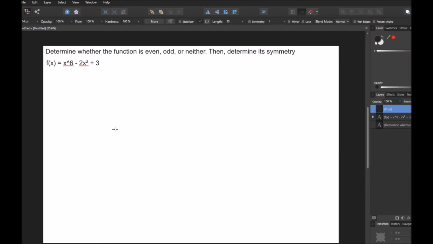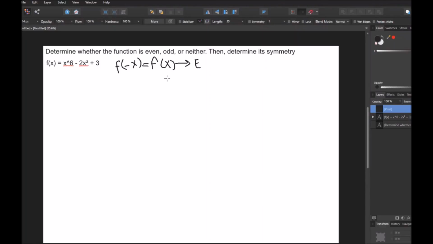Okay, so in this next question we're asked to determine whether the function is even, odd, or neither, then determine its symmetry. So the important thing to remember here is that in order to determine whether a function is even or odd, we have to remember two key rules. The key rule here is that if f of negative x is the same thing as f of x, the function is even.